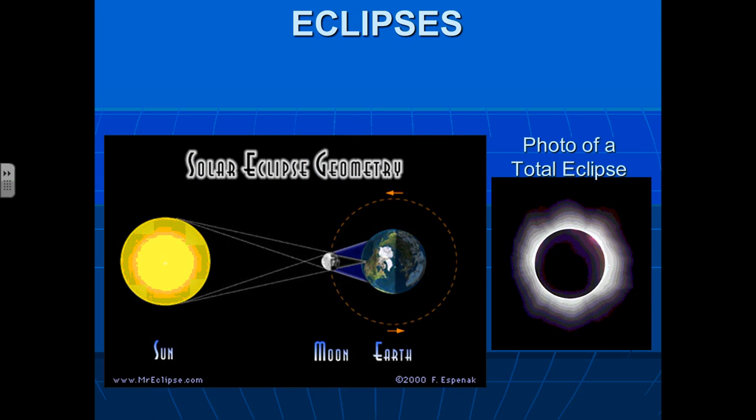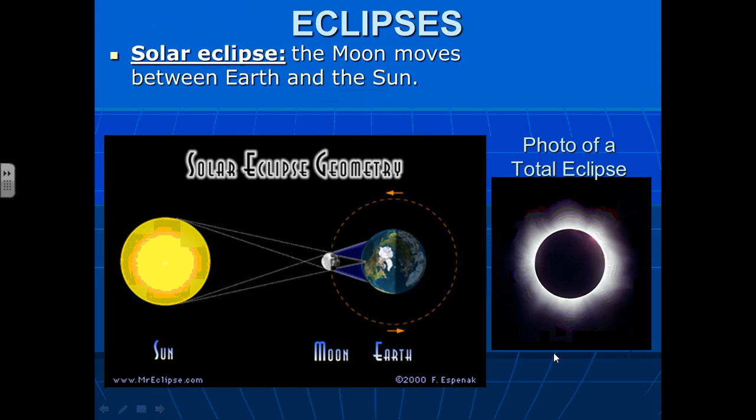When you look at this eclipse, this is showing us a solar eclipse. You can tell that we have the sun, the moon, and then the Earth. So basically what happens is the sun, the moon, and the Earth align straight, and the moon blocks the light from the sun from getting to Earth. If you look at the picture, this is our total eclipse. And this is actually what a total eclipse of the sun looks like. The moon is blocking the sun, so you can see the sunlight actually coming out around where the moon is. This happens when the moon moves between the Earth and the sun.